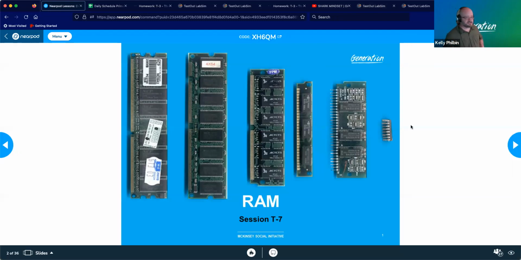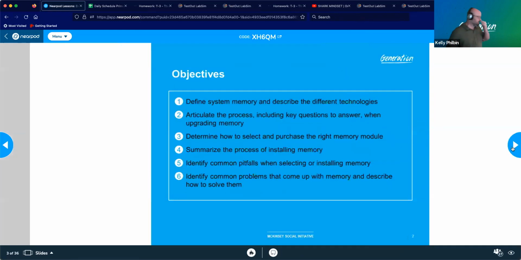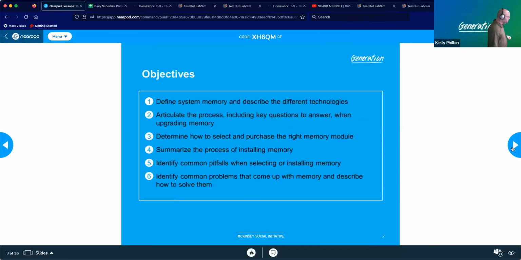So we're going to be getting into a little bit of this. And our main objectives for the duration of this technical session are going to define system memory and describe some of the different technologies involved. We're also going to be able to articulate the process, including key questions to answer. When should I upgrade my RAM?